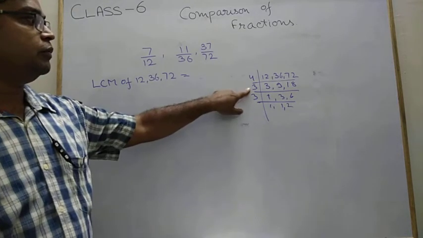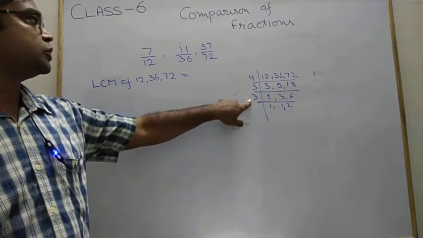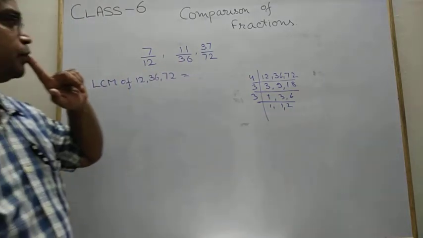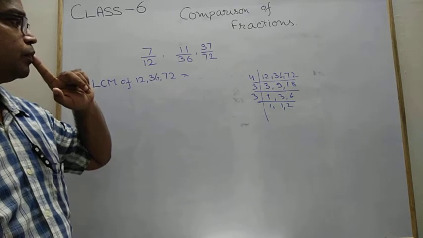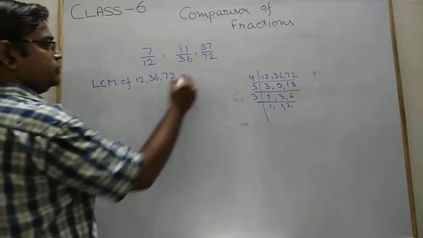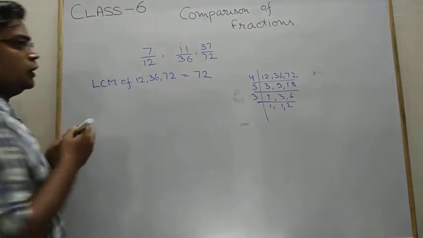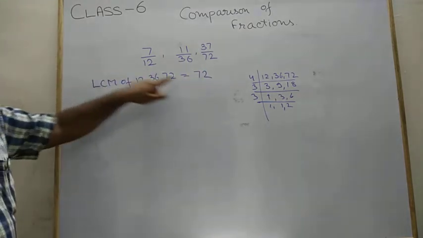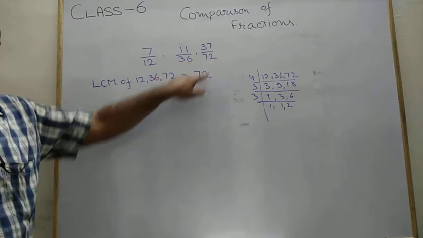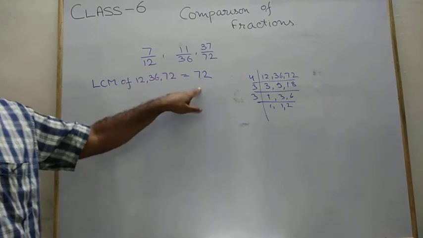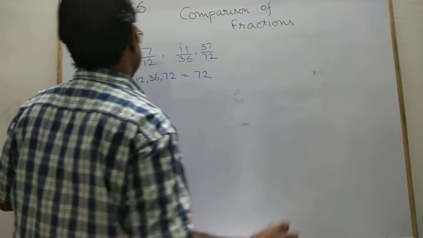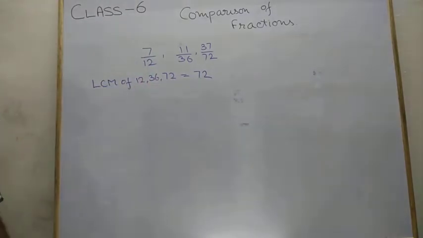4 3s are 12, 12 3s are 36, 36 2s are 72. So the LCM is 72. Let's once again cross check. If the LCM is this, it means these three must divide this one. This one divides, this one divides, this one also. 12 6s are 72. So the LCM of these is 72.